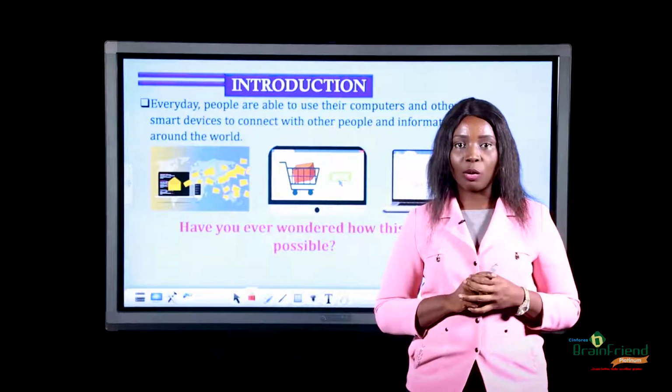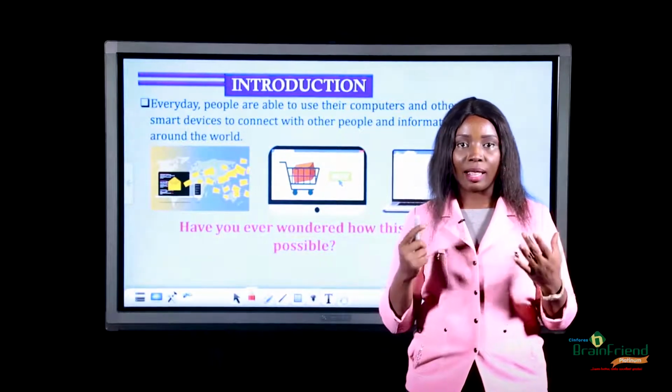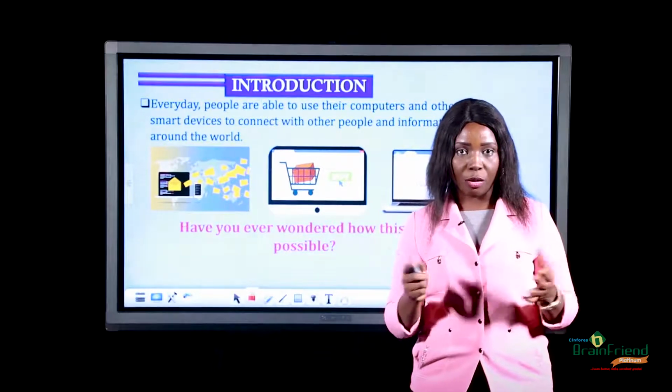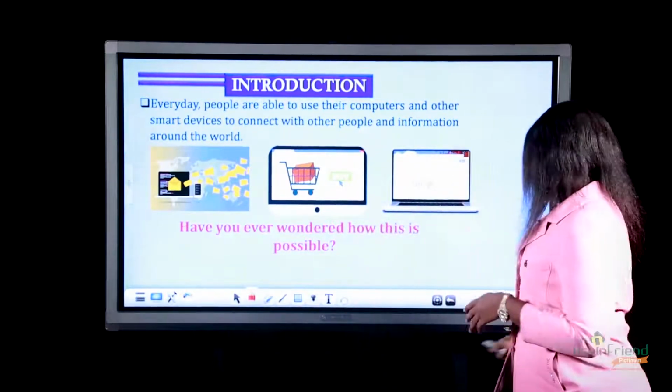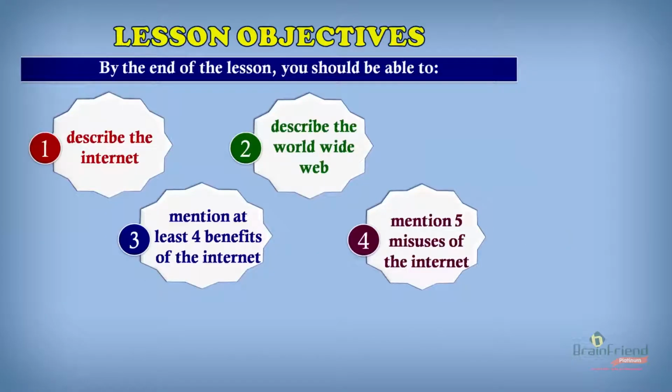So, in this lesson, we're going to look at the Internet, and at the end of the lesson, you should be able to do a few things. Let's see those things. You should be able to describe the Internet. You should also be able to describe the World Wide Web. Next, you should be able to mention at least 4 benefits of the Internet. And finally, you should be able to mention 5 misuses of the Internet. It promises to be an interesting time, and I hope you're ready.